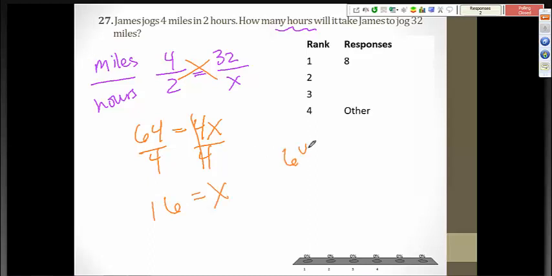So I can do that on the side right here for you. So that would be, 4 goes into 6 once, bring down the 4. 4 goes into 24 6 times. So X equals 16. So it takes him 16 hours to jog 32 miles.